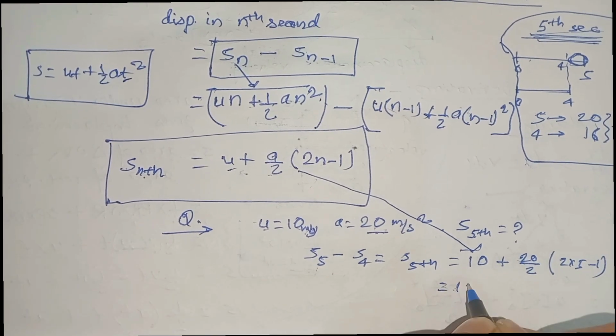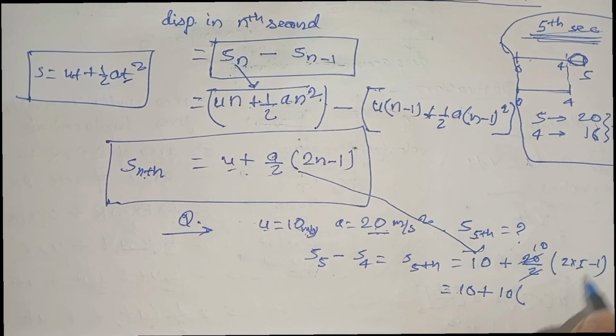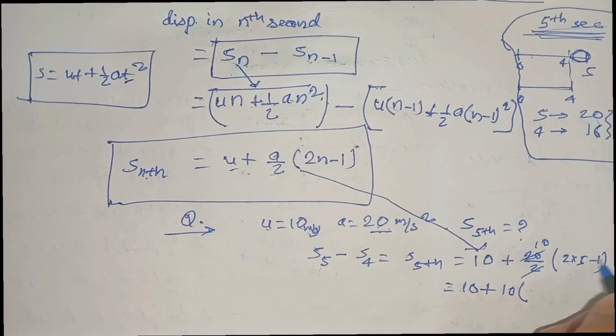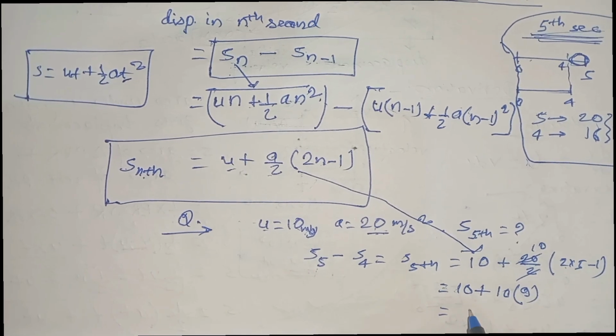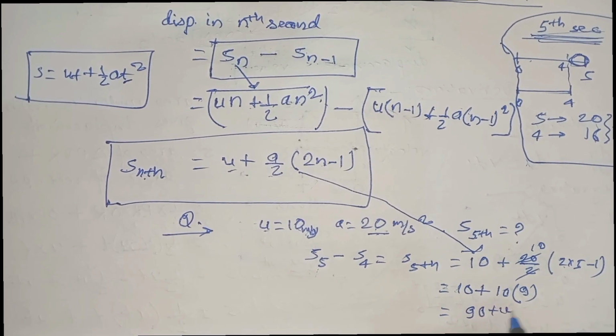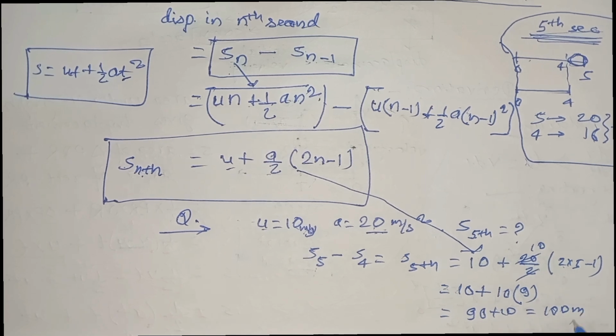Now let's solve. This is 10 into (5 times 2 minus 1), that is 9, so 90 plus 10, that is equal to 100 meters in the 5th second.